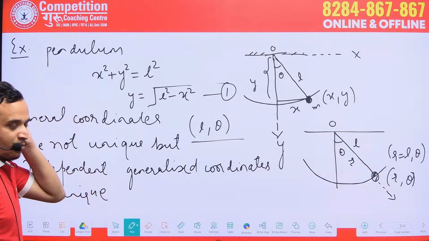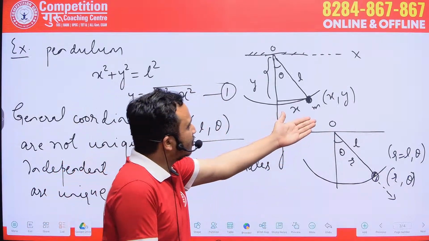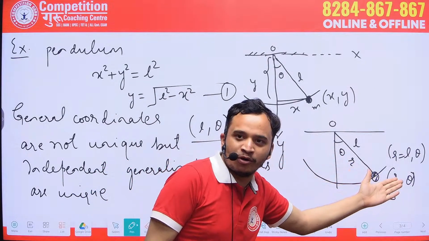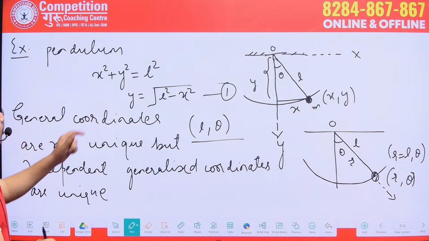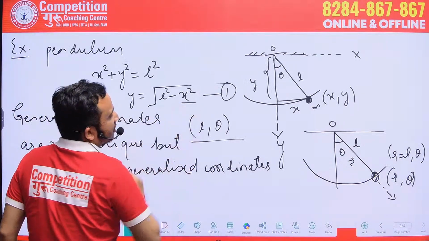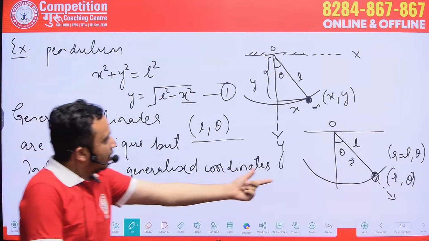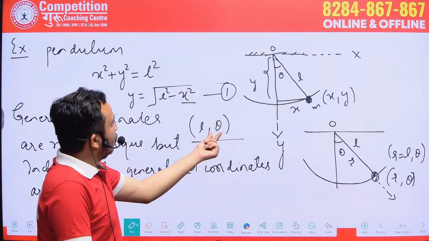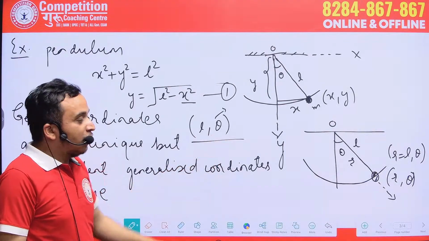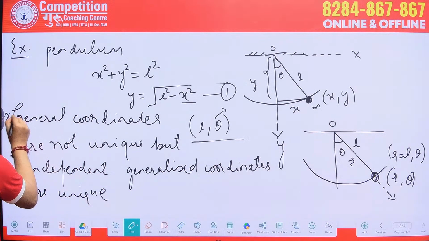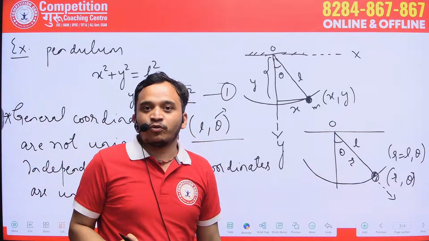So in this pendulum, the choice of coordinate system is not unique. We can use x, y, that's the Cartesian coordinates, or we can use the polar coordinates. But we can see that in the Cartesian coordinate system also, there is only one independent variable, that is x, because y is depending upon x. Similarly in the plane polar coordinate system, there is only one independent variable, and that is theta. So that is the most important concept: generalized coordinates are not unique, but independent generalized coordinates are unique.